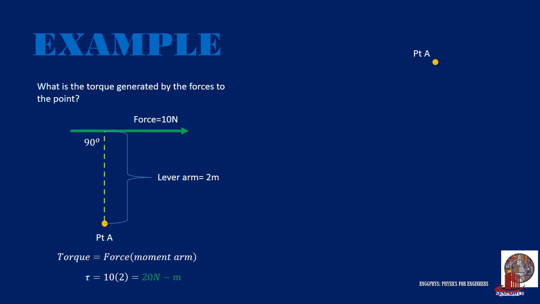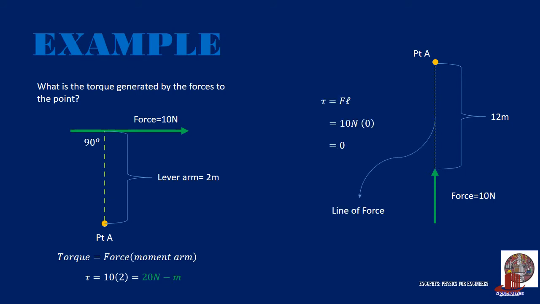From the other situation, the force of 10 newtons is applied 12 meters away from the axis. But if we draw the line of force, it penetrates the axis, so we cannot arrive at a perpendicular distance, making the lever arm 0 and also our torque 0.